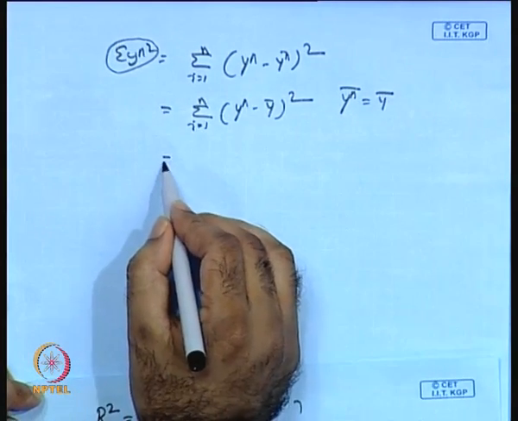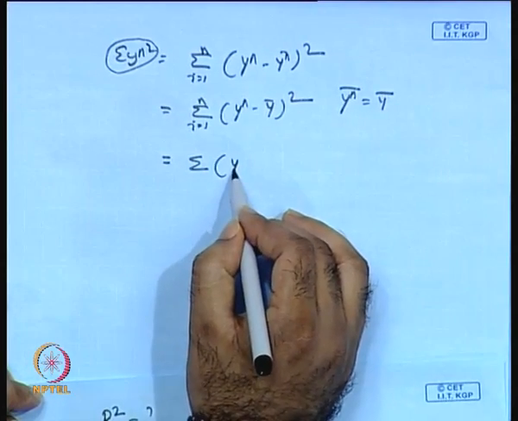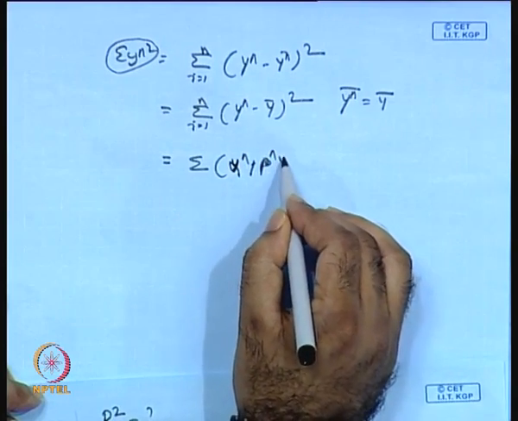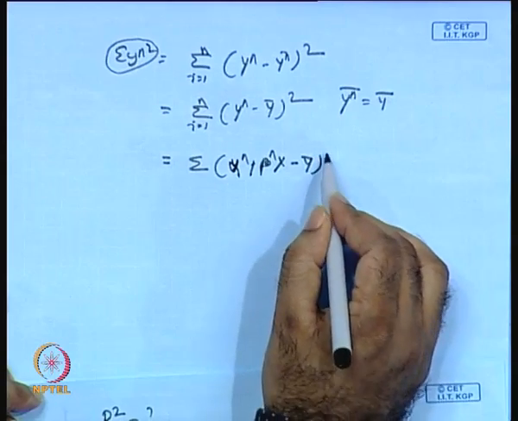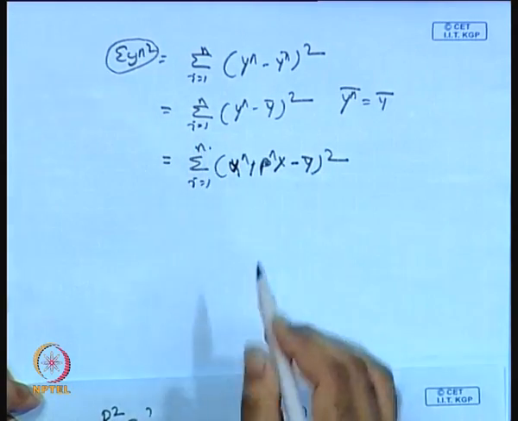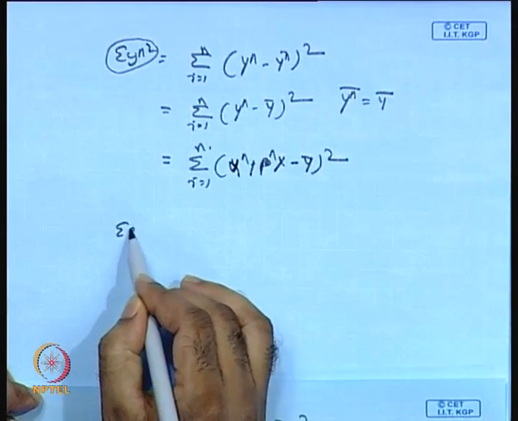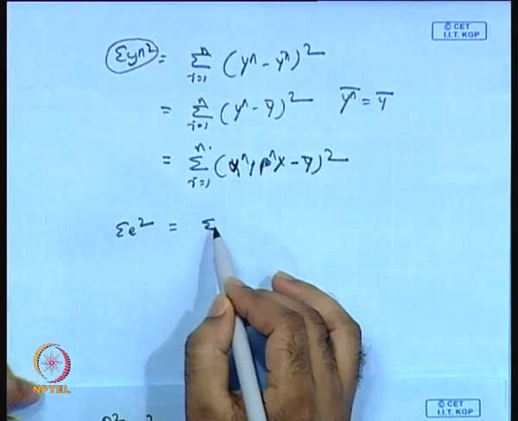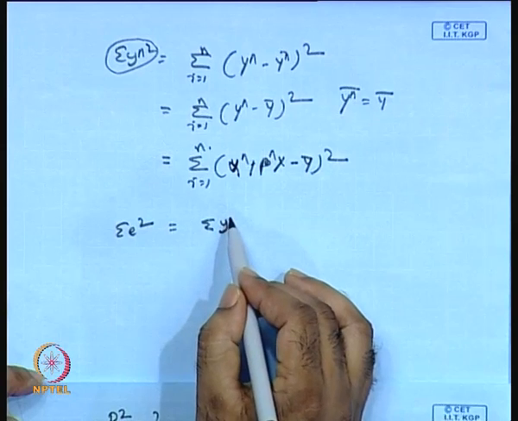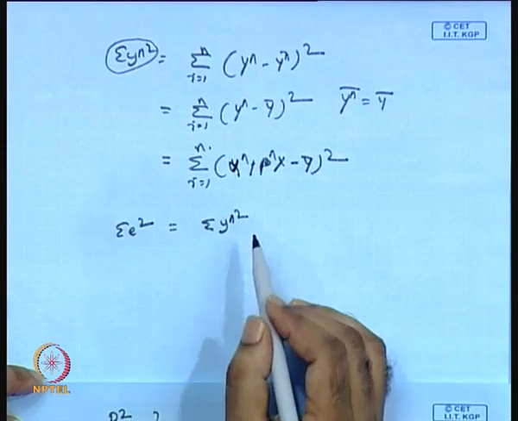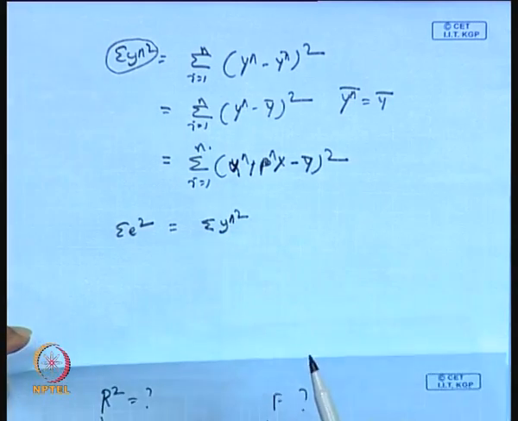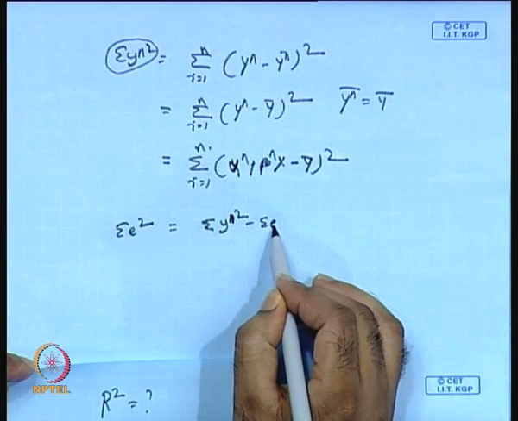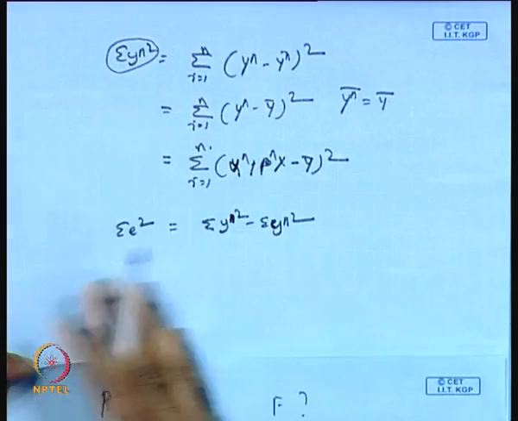If we simplify further, then this is nothing but summation of (α̂ plus β̂x minus ȳ) whole square, i equal to 1 to n. Similarly, summation e square, that is the unexplained sum or residual sum, is equal to summation y square minus summation ŷ squares. So, this is the difference between these two.